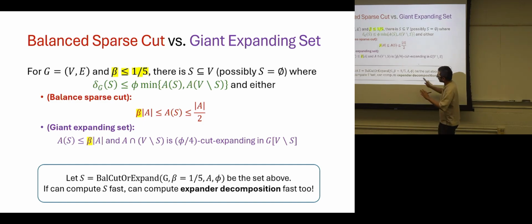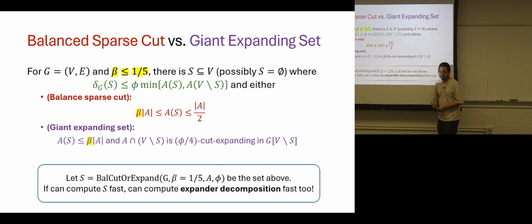Okay. So suppose that you can compute it fast. I just showed the existence here, but suppose that you can compute this thing fast. Then you can compute expanded decomposition fast now. Any intuition why this should be the case?